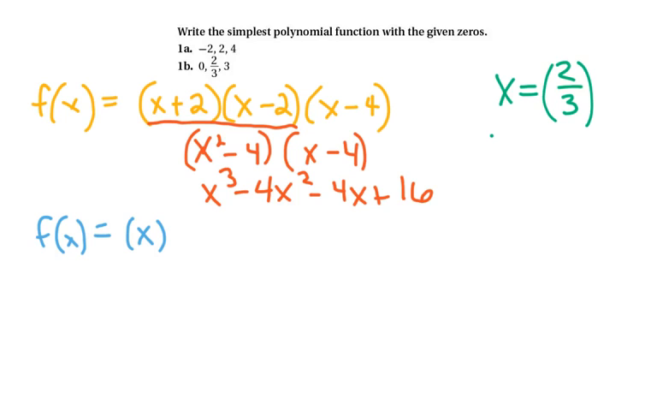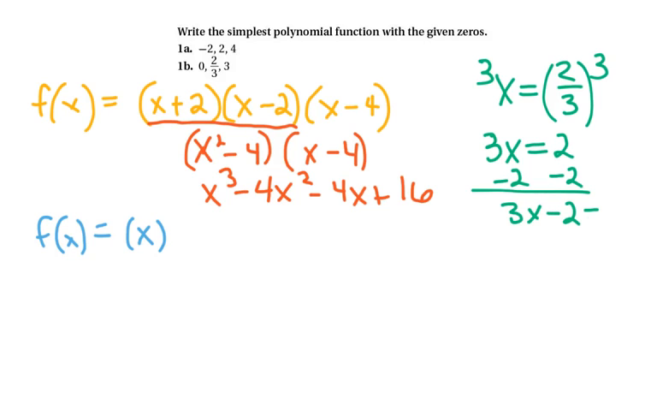I'm going to multiply both sides by 3. I end up with 3x equals 2. And I'm going to subtract 2 from both sides to set it equal to 0. 3x minus 2 equals 0. This way I don't have any fractions that I'm multiplying by. So I have 3x minus 2 is also one of my factors, and then x minus 3.